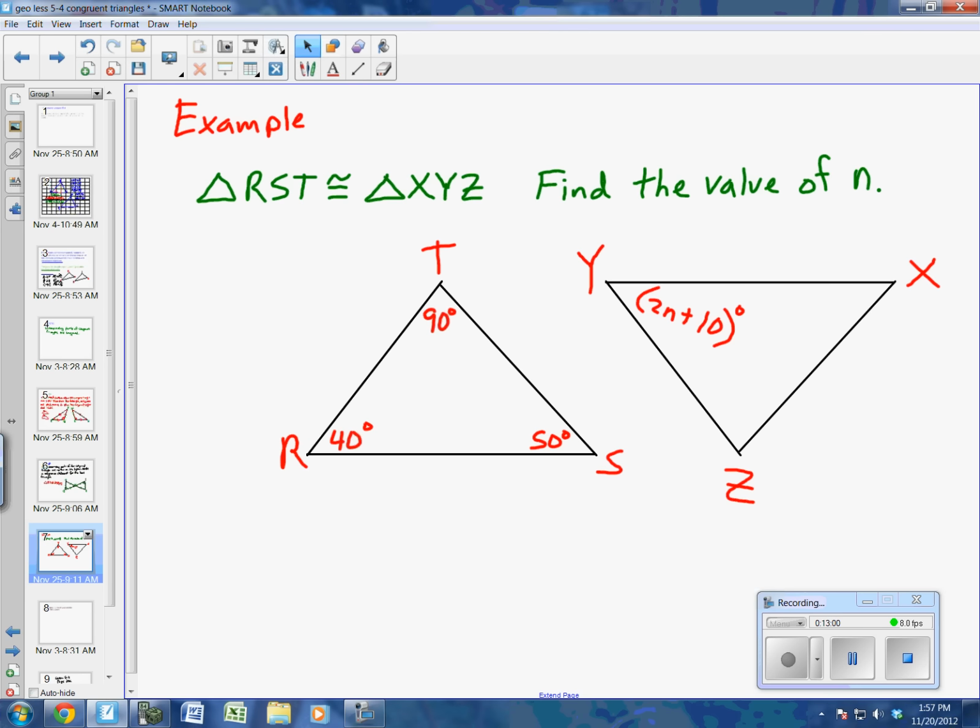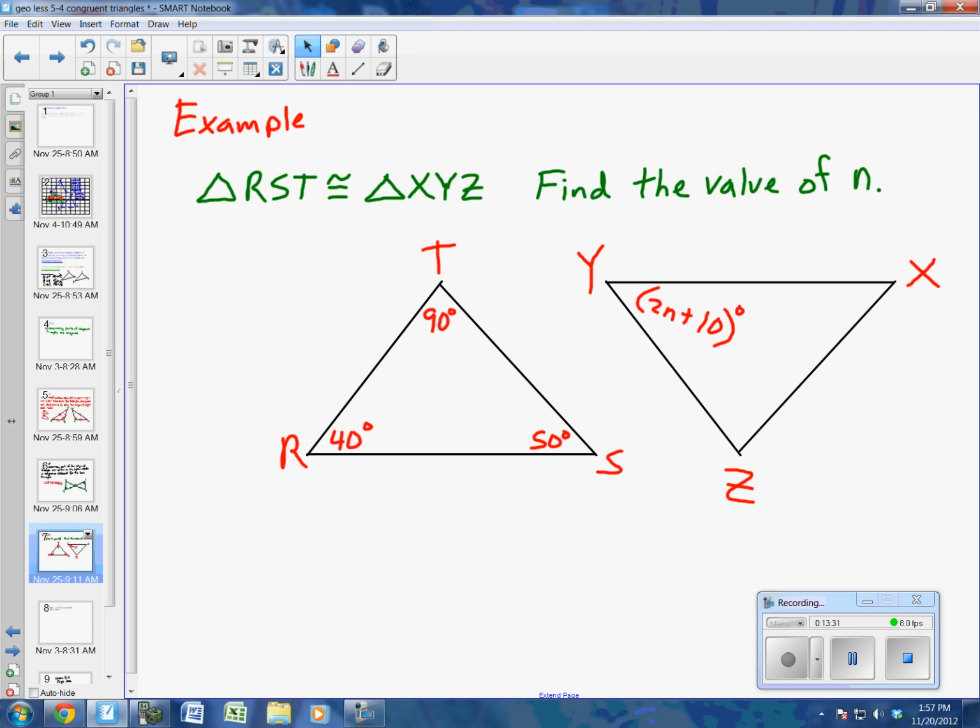Triangle RST is congruent to XYZ. So find RST and XYZ. By the way, so what does R correspond to? X. And S corresponds to? And T to Z, right? Find the value of N. Right here. 2N plus 10. There's N.